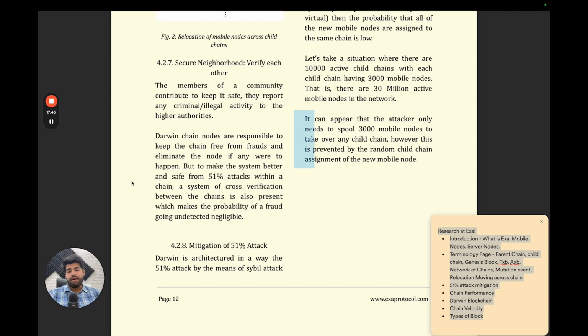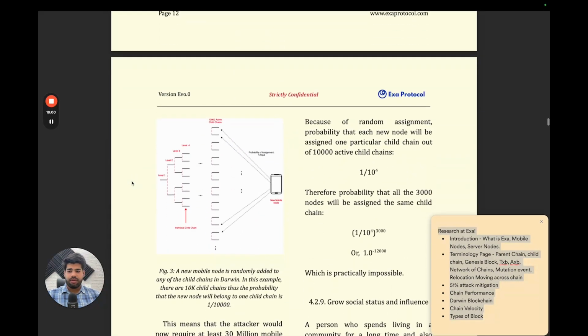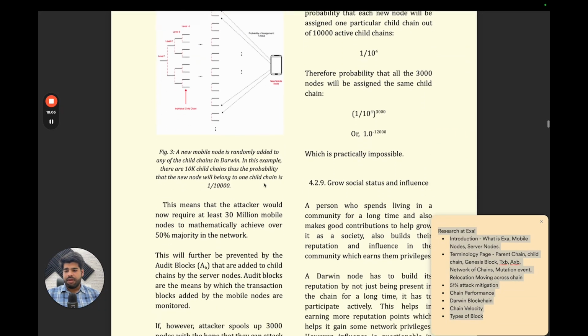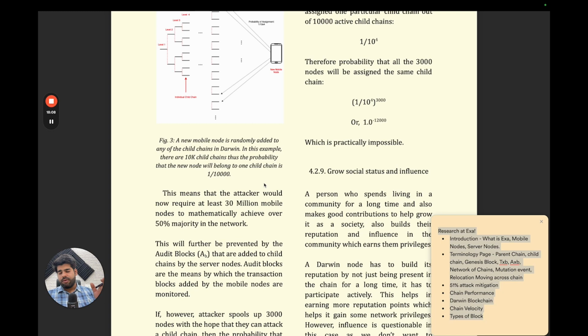Now it can appear that the attacker only needs to spool 3,000 mobile nodes to take over a child chain, but again, this is not possible because whenever a new node is available to join the Darwin network, it is randomly assigned a child chain. So the probability that all the 3,000 nodes will join one particular child chain is quite low.